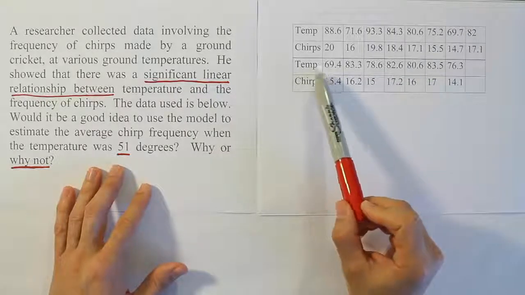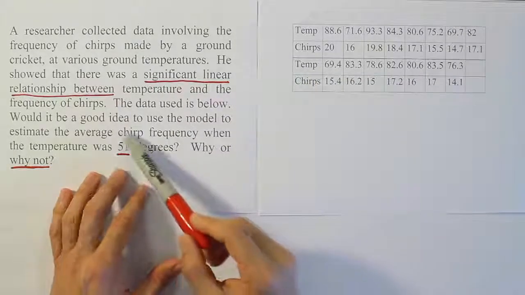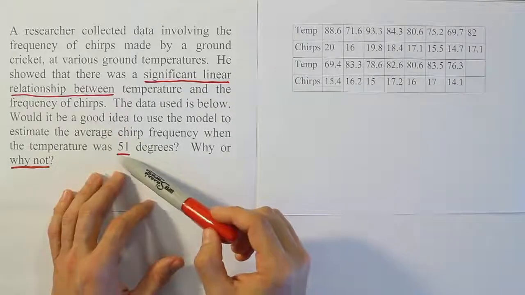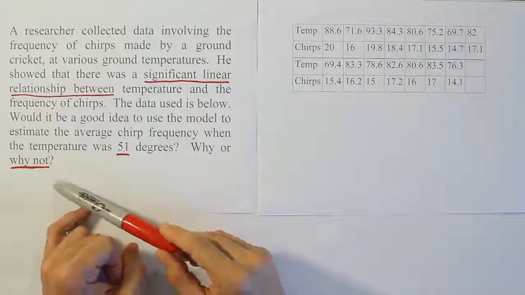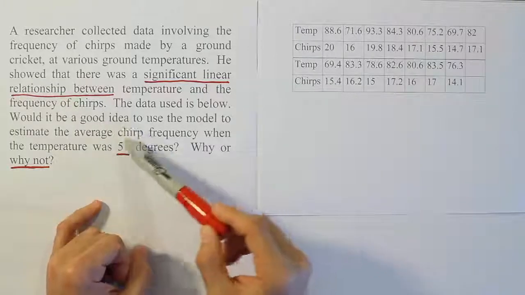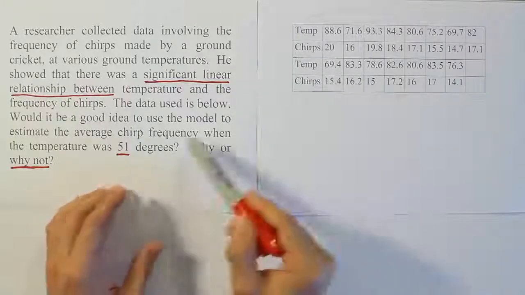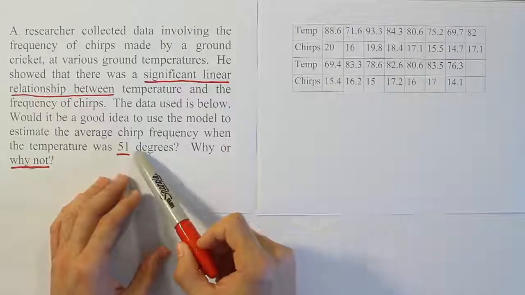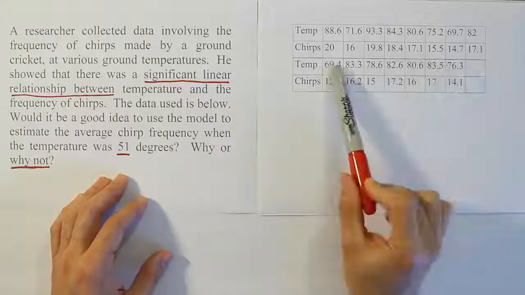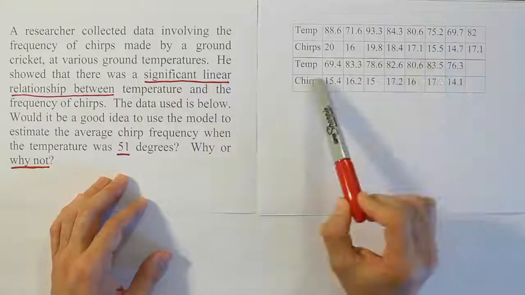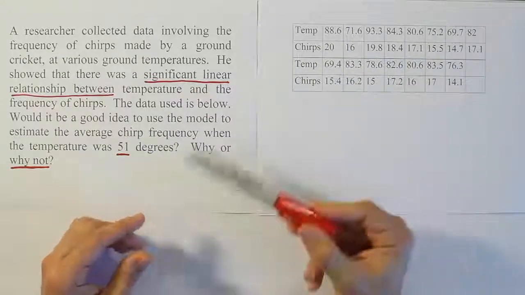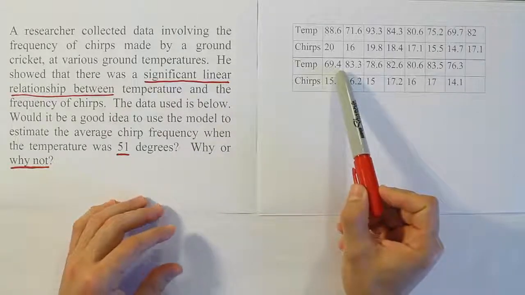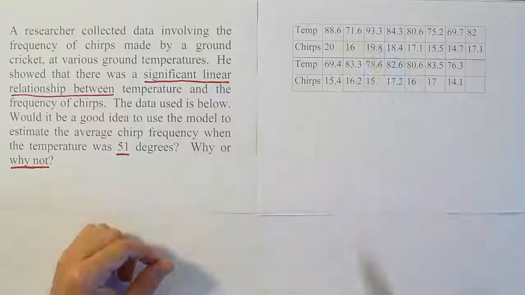Because of that, we're going to say no, 51 degrees is a bad choice for this model. We should not use the model to predict for this temperature. And so that's why I've underlined why not. Let's try to explain why that's a bad idea for this particular model. Obviously, the basis for not using this value is the fact that it doesn't fall within the range of temperatures used to create the model. So that's very important. Let's explain why that matters. You notice the minimum is 69.4. It looks like the maximum temperature used is 93.3.